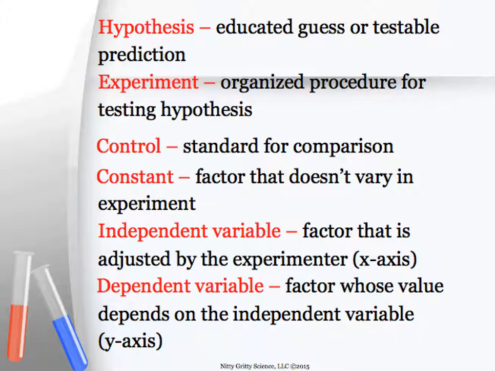Independent. I change it. And then dependent variable is the factor whose value depends on the independent value. So it's going to depend on what you changed. With the plants, we changed the water or the liquid that we use. That's the independent variable. And the height that the plants grow would depend on what liquid we use. That's the dependent variable, the height it grew. So when you're analyzing this data, the independent variable goes on the x-axis of a graph, and the dependent variable goes on the y-axis of a graph. And we'll talk about graphs at a later time.